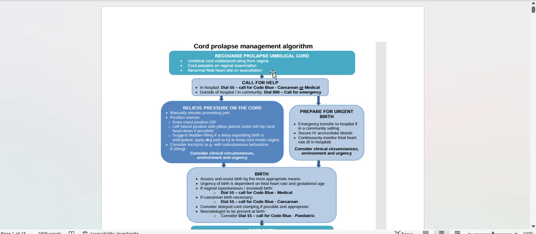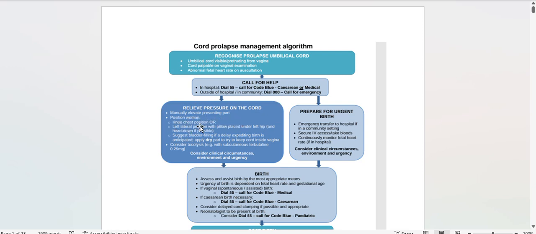First of all, we have to recognize prolapse: umbilical cord visible protruding from vagina, cord palpable on vaginal examination, abnormal fetal heart rate on auscultation. Then what we have to do? Call for help. To relieve pressure on the cord manually. How to relieve the pressure? Manually elevate the presenting part.